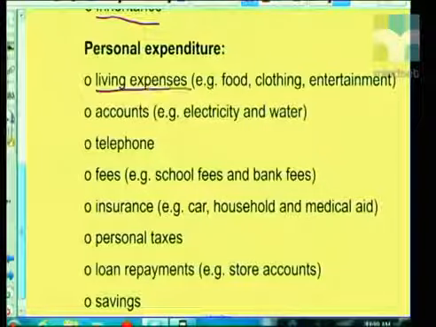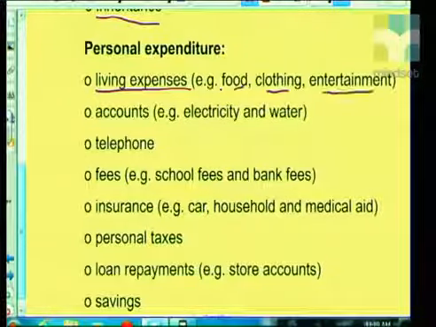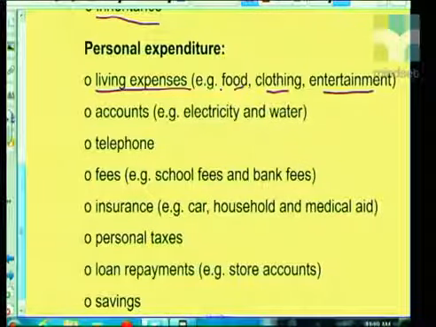Well, what about expenditure? You first of all start with your living expenses, so things like food, clothing, and entertainment. I'm not sure that's the right priority. Maybe you've got another idea, but certainly your living expenses are important.